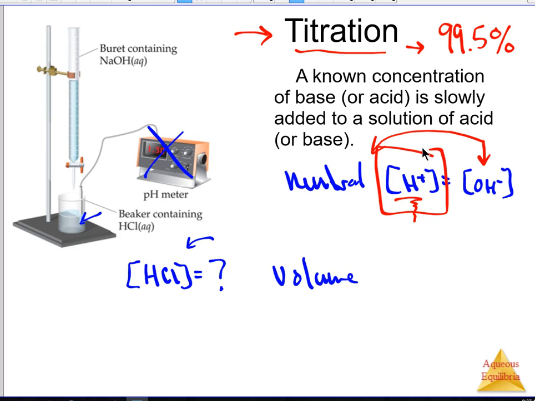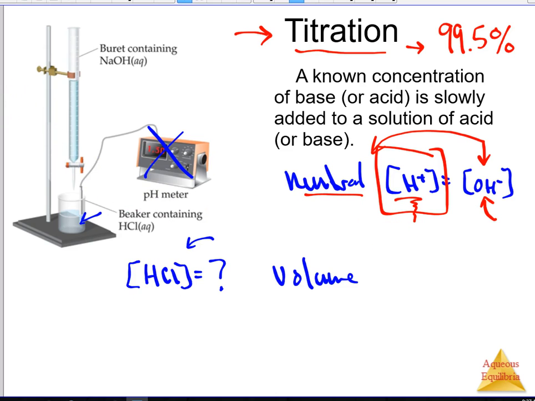Let me say that again. If I don't know the H plus, but I do know that at neutral they're equal, then all I have to do is add base until the solution becomes neutral, and just keep track of how much and how concentrated a base I added. Do some math, and it tells me the H plus.